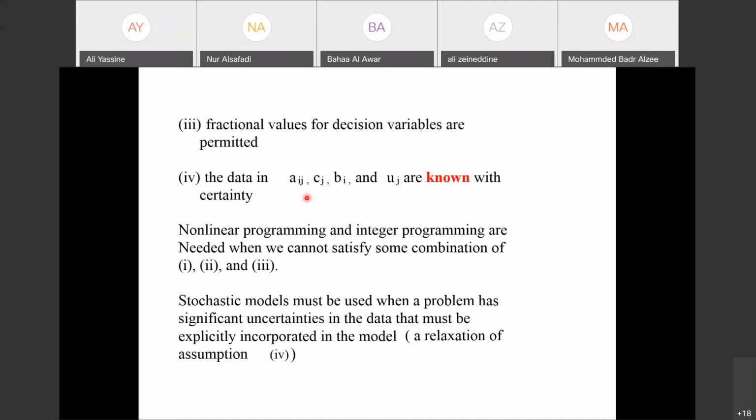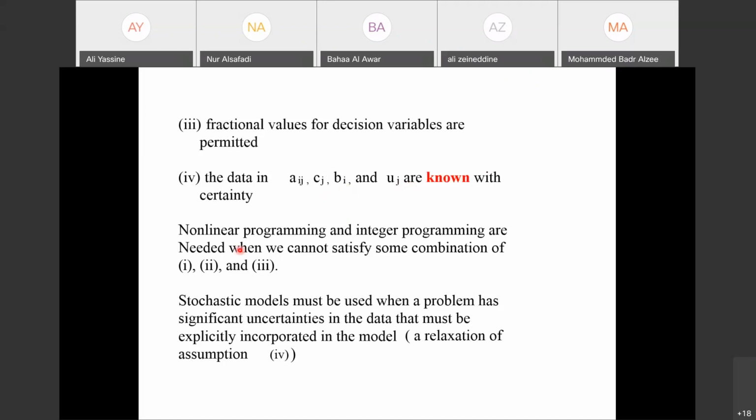And we already mentioned that the Cj's are the coefficients of the decision variables in the objective function, the Aij's are the coefficients of the decision variables in the constraints, the bi's are the right hand side of the constraints, and the uj's are the upper bounds on those decision variables. All of these are known with certainty. That means they are deterministic quantities. We know their value exactly. It's not that we express them in terms of a certain probability distribution.